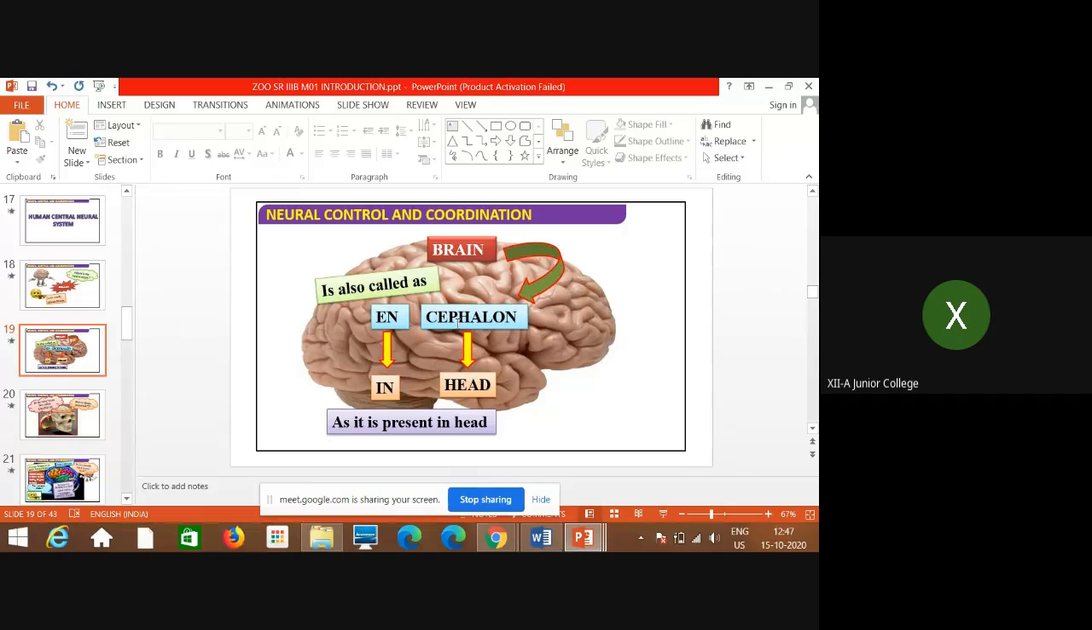En means in, cephalon means head. So it is present in the head.